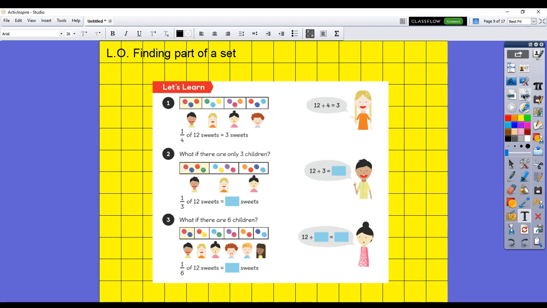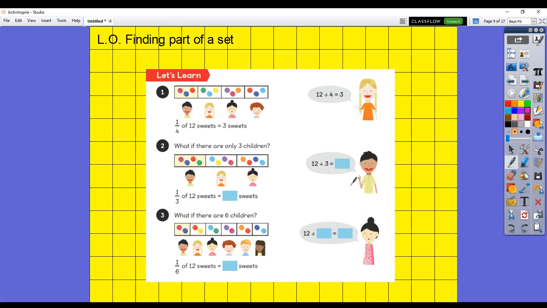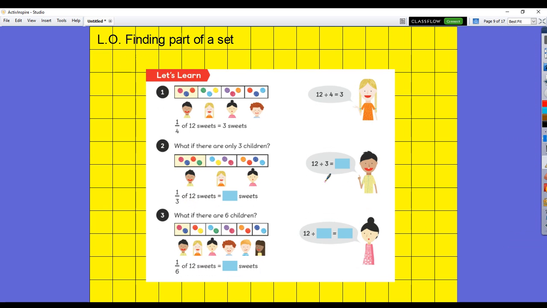And what if there are only 3 children? Okay, so our first calculation was 12 divided by 4 is 3. Our next question is, what if there are only 3 children? So the calculation is 12 divided by 3, and we can also write that as 1/3 of 12 sweets. Okay, so what is 12 divided by 3? Let's do our 3 times table using our piano fingers until we get to 12. 3, 6, 9, 12. So 12 divided by 3 is going to be 4.